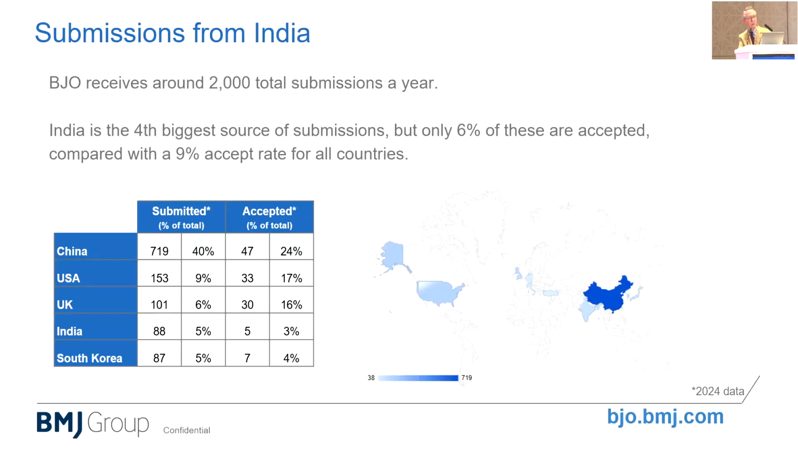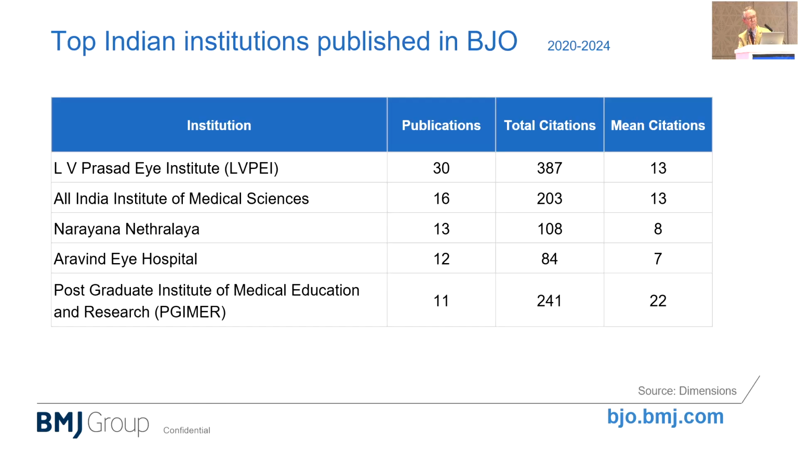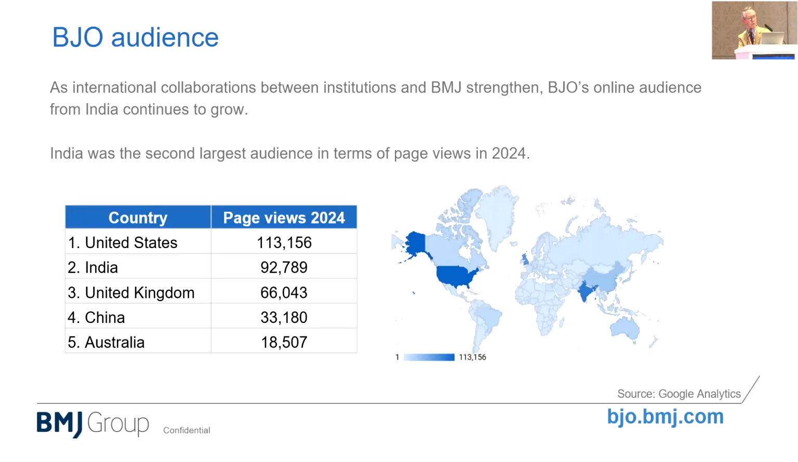Some of it is changeable, is achievable, and some may not be. Just for the interest of those of you working here in India, these are the institutions in India that have published in the British Journal of Ophthalmology 2020 to 2024, led by the LV Prasad Eye Institute, and you can read the names of the other distinguished institutions there. So these are very fine institutions, and we've seen some tremendous work coming from authors in these institutions.